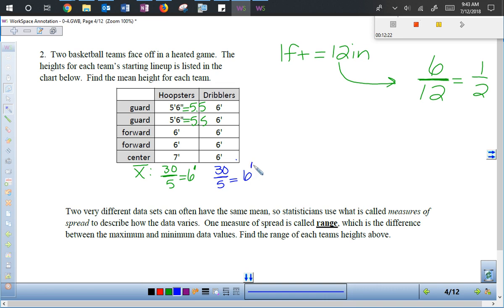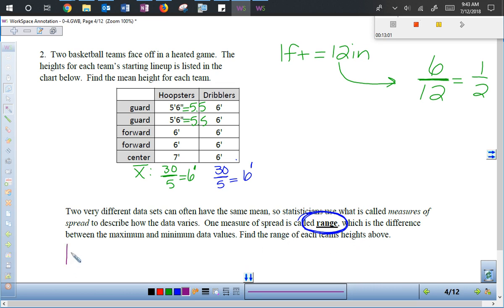So, even though we have 2 very different data sets, they come out with the same average, which is okay. However, if you are looking at the average or the mean to describe the data sets, it can give you a little bit of a false sense of what's going on. So that's where a new measure of spread comes in called range. Range helps us see what the difference is in the data set between the maximum and minimum values. So let's find the range of each team's height.